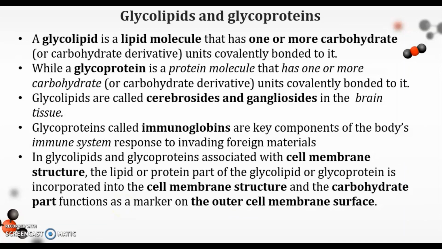Glycolipids and glycoproteins. A glycolipid is a lipid molecule that has one or more carbohydrate units covalently bonded to it, whereas a glycoprotein is a protein molecule that has one or more carbohydrate units covalently bonded to it. Glycolipids are called cerebrosides and gangliosides in the brain tissue, while glycoproteins are called immunoglobulins when they serve as the key component of the body's immune system in response to invading foreign materials.